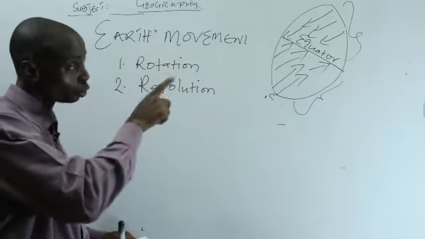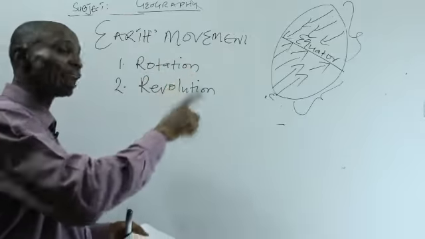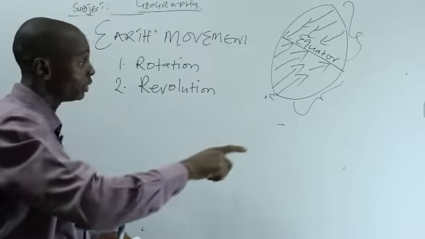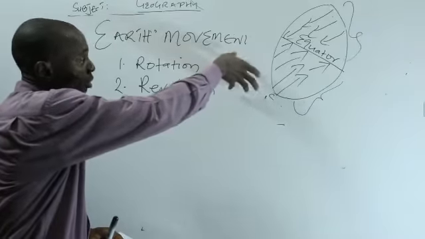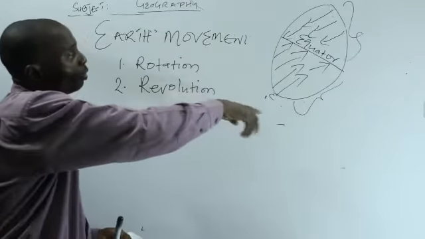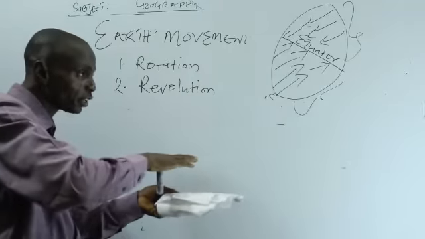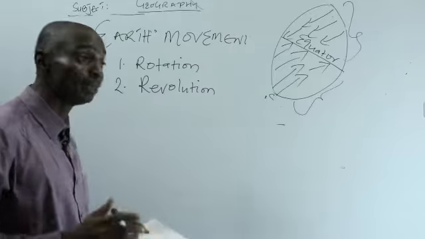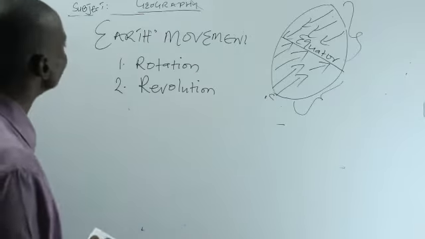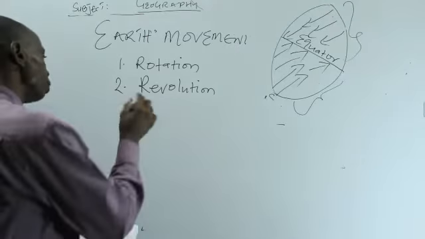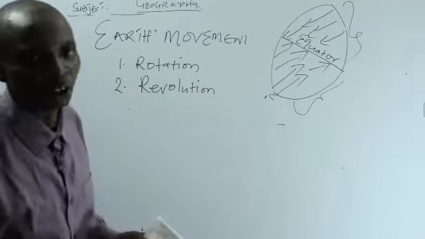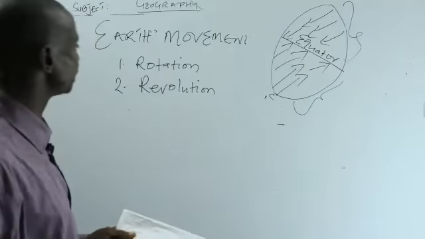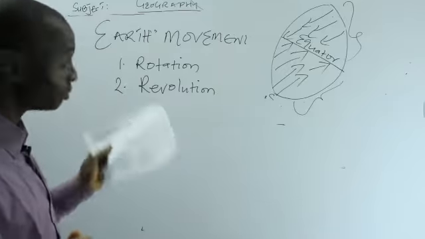And I've explained how we get that 365 1/4 and the effect of it. If you combine the 365 1/4, at the end of the fourth year it is going to be what? 366, and that is what we call leap year. I've explained that. Now let's look at revolution. Revolution, as I said, is the movement of the earth on its what? On its orbit.